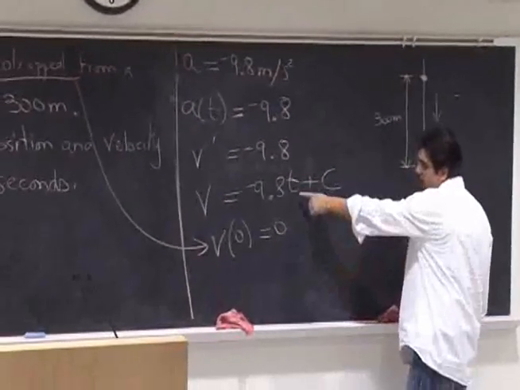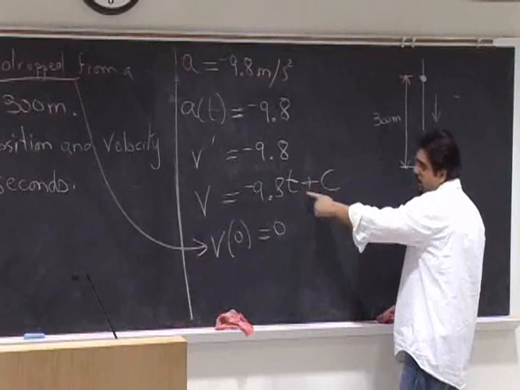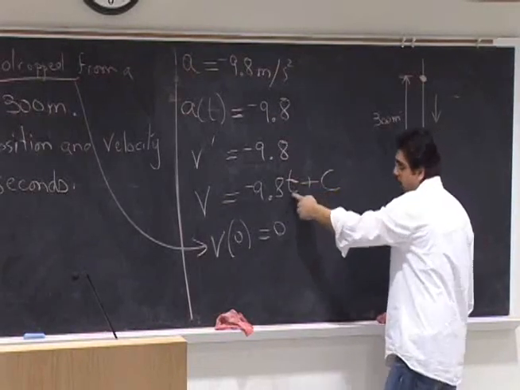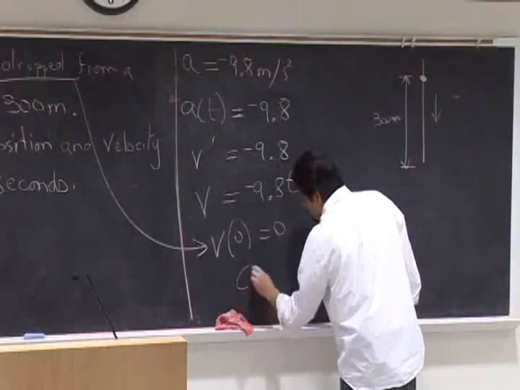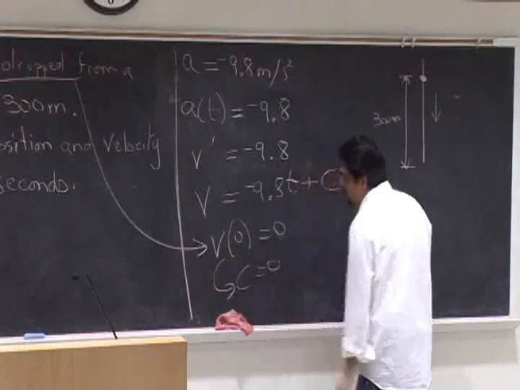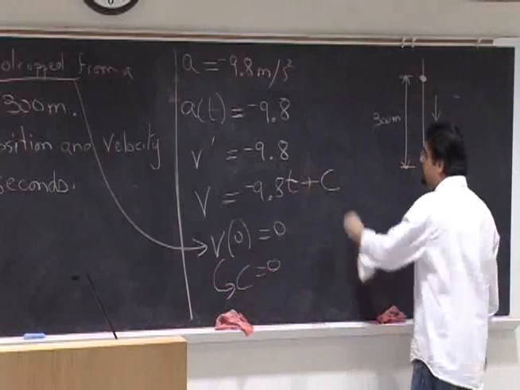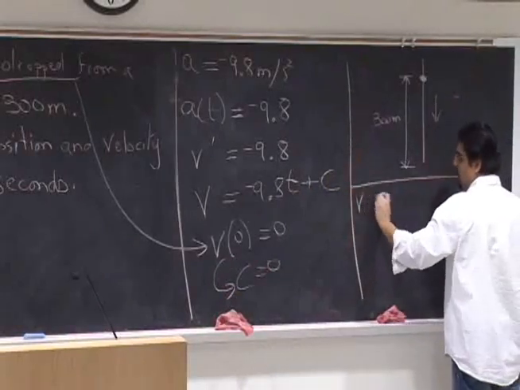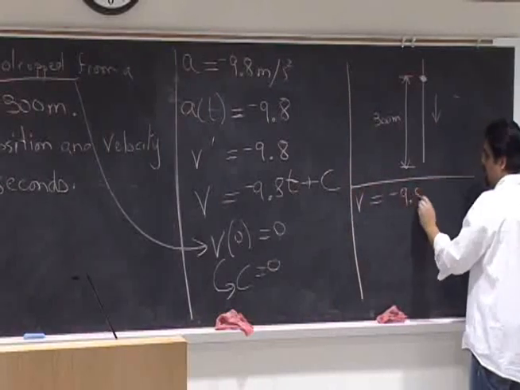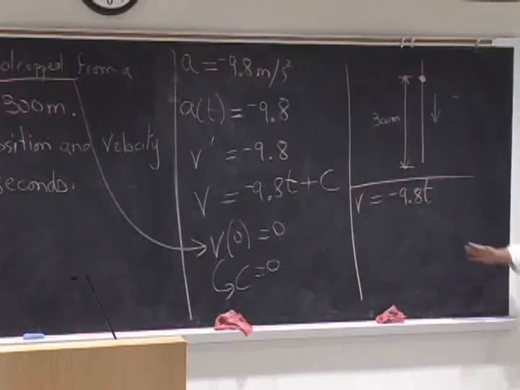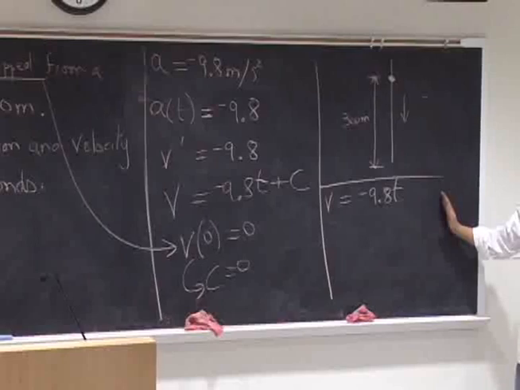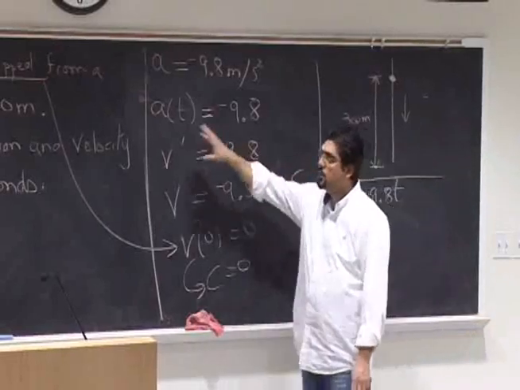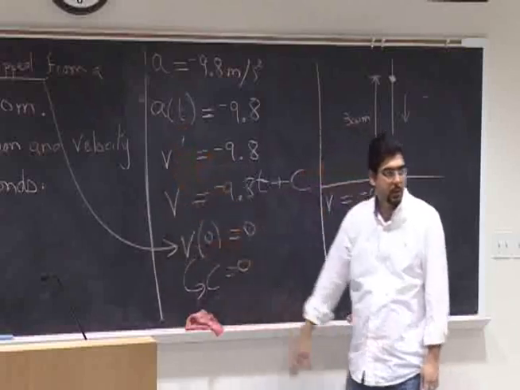Now this is what velocity is. What's the velocity at 0? C. Right? You plug in 0, so you get 0 equals C. So C equals 0. Then the velocity is equal to negative 9.8 t plus 0. Okay? This gives us the family of curves, but we want the one that describes our experiment.